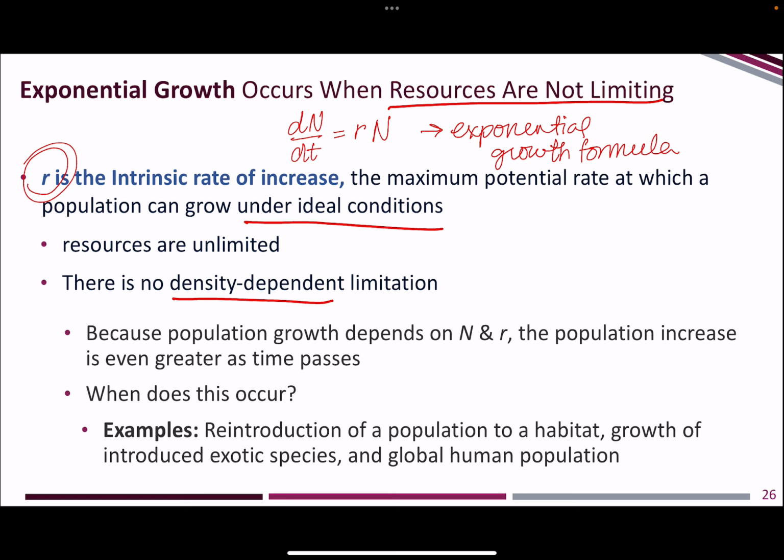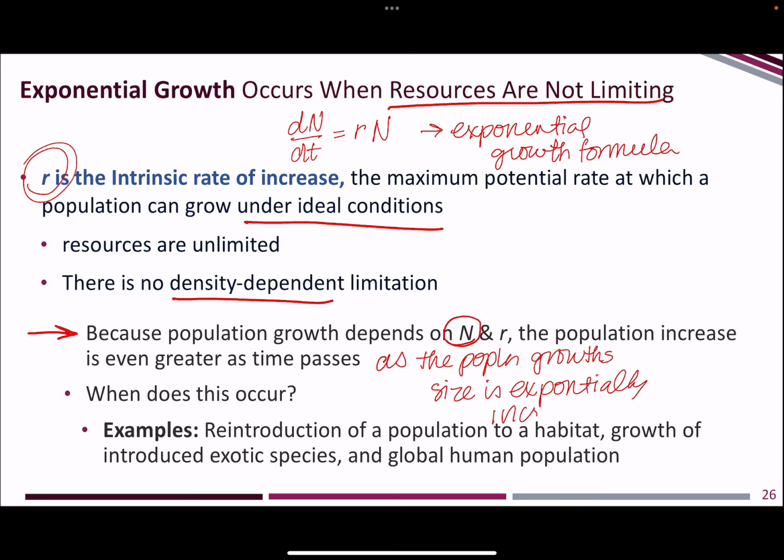Another important thing to keep in mind for exponential growth is that because our exponential growth calculation doesn't just depend on the growth rate, but also the population size, what this formula is telling us is that as the population grows, its size is going to be exponentially increasing. That means that the larger the population is, the faster the population is going to grow.